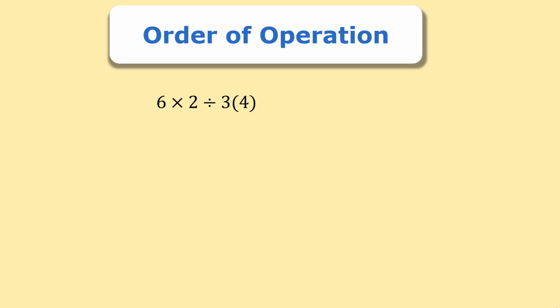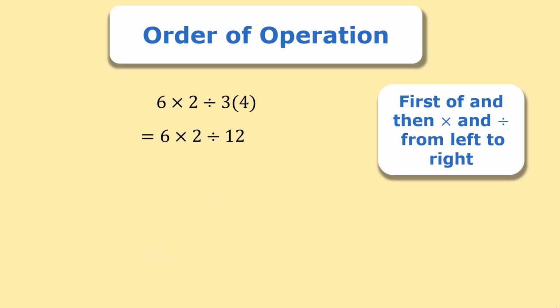What do we have here? Multiplication, division, and groups of. We first calculate the groups of. There are 3 groups of 4. So in our first step, we'll say 6 times 2 divided by 12. Now it's multiplication and division, so we work from left to right. 12 divided by 12, and a number divided by itself is 1.